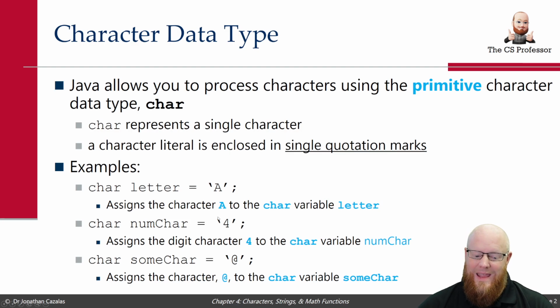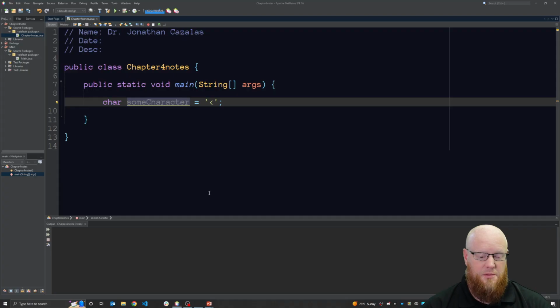So this is the char data type. It's a primitive. It's not an object. It's not made from a class. It does not have methods that operate on it. It's a primitive data type, so it has a small memory footprint and it's used for speed and efficiency. We can save a single character and it must be enclosed inside a pair of single quotation marks.